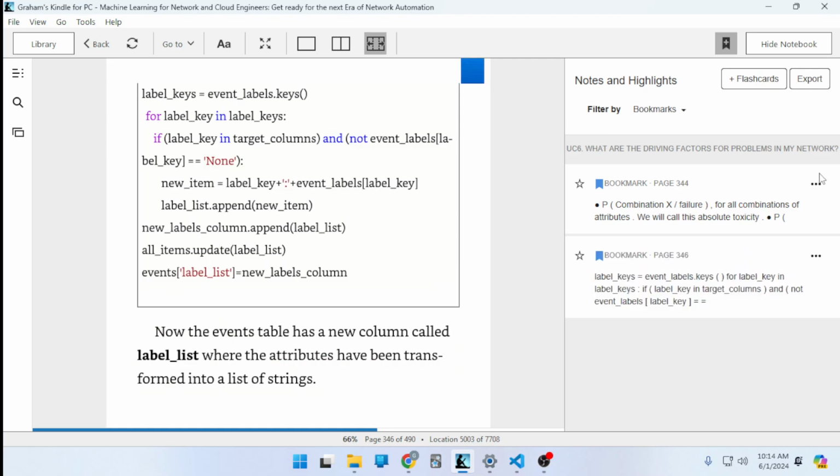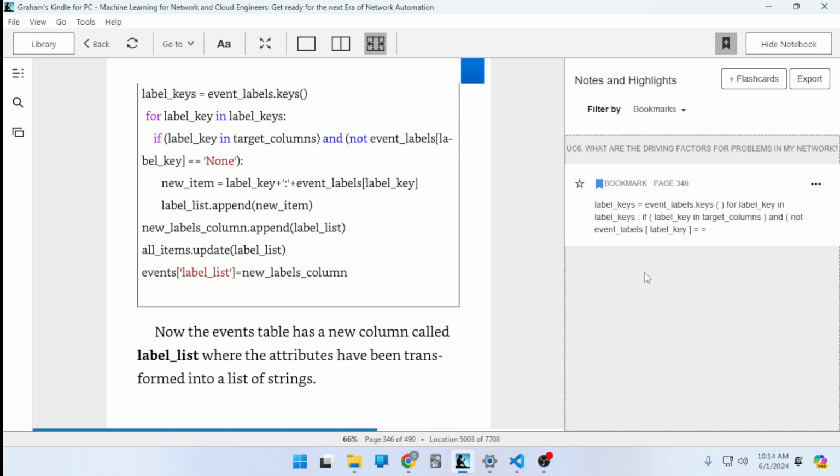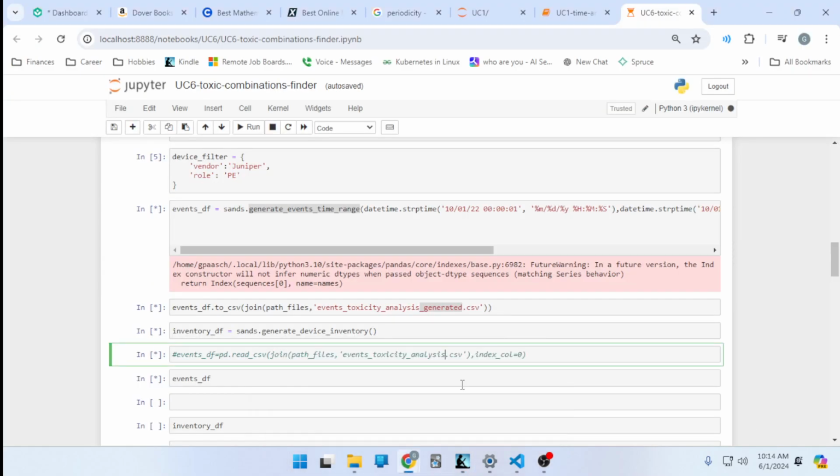Let's check in on the notebook and see if we can get this far in running the code. All right, so it's still going. The author did say that this would take a while.